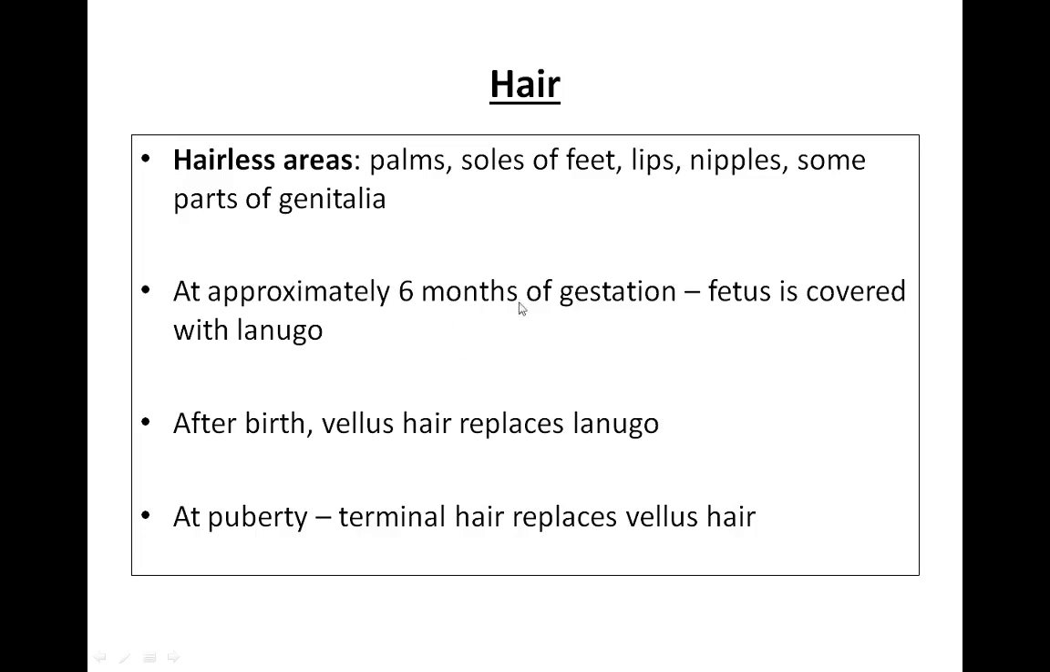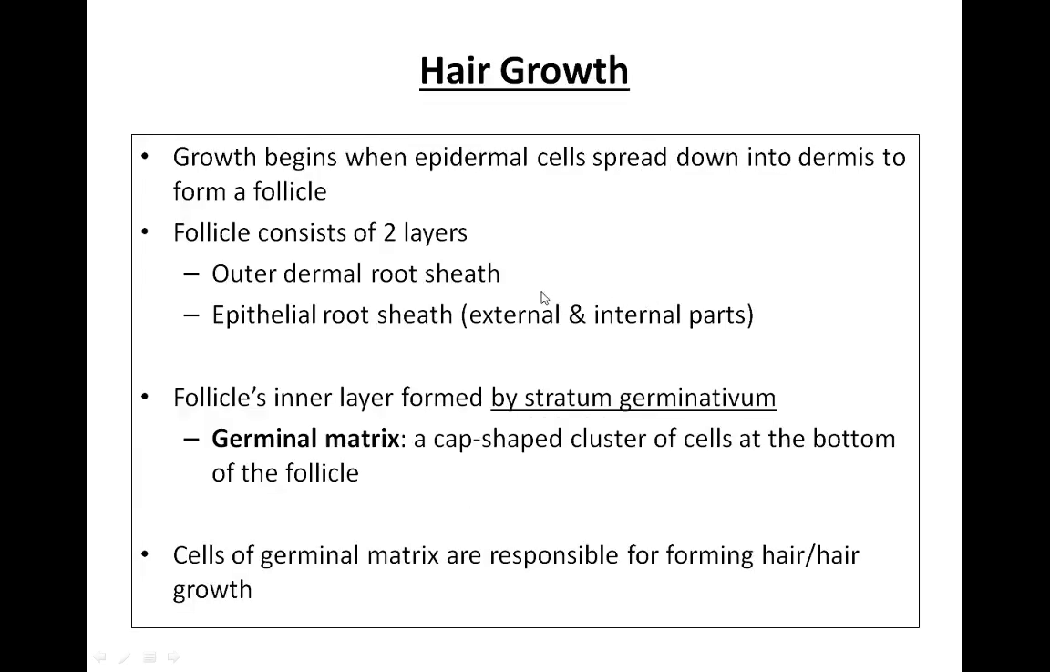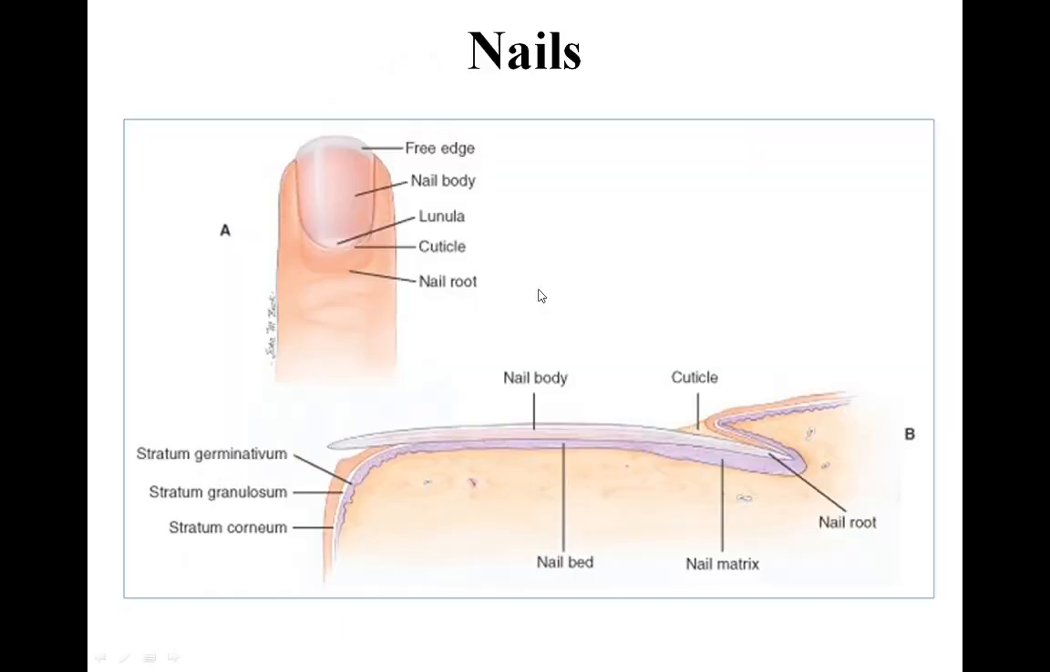So at approximately 6 months of gestation, the fetus is covered with some hairs, and these hairs are known as lanugo. After birth, these lanugo hairs fall and some new hairs are produced, these are called vellus hairs. Now these vellus hairs will remain up to puberty. At puberty, what will happen? Vellus hair is replaced by terminal hair, which is our permanent hair after puberty. So hair growth I am not going to discuss.